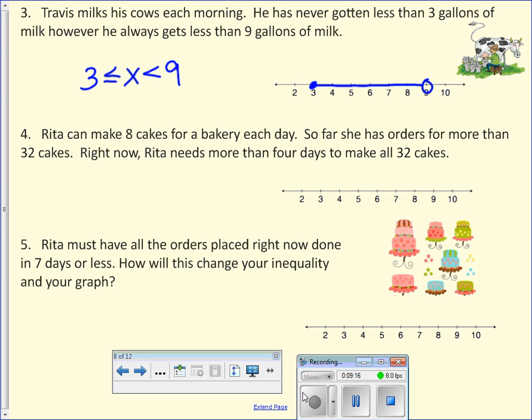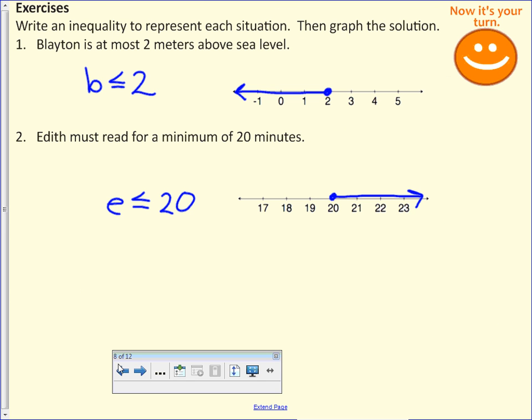Remember when you see inequality in the directions? Inequality means you're using your greater than or less than symbols. Oops, I wrote that one backwards.